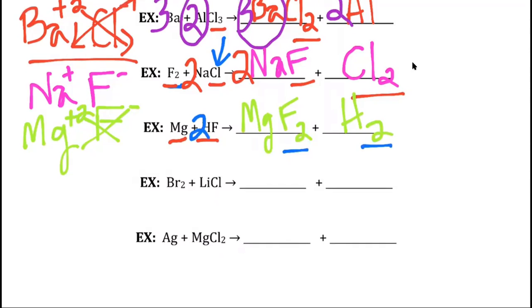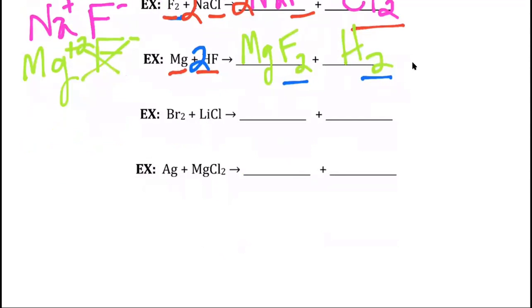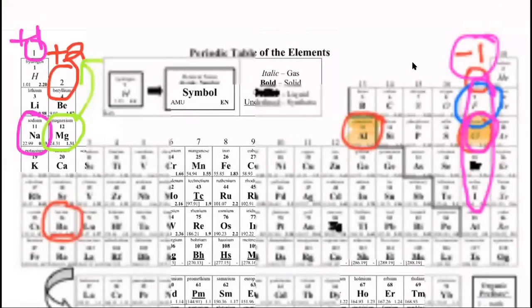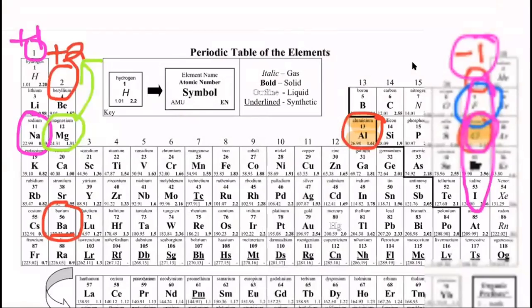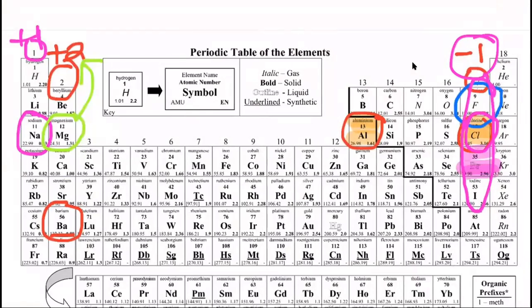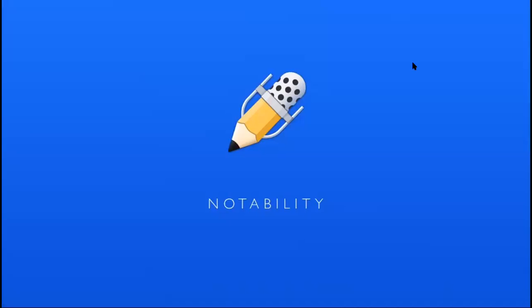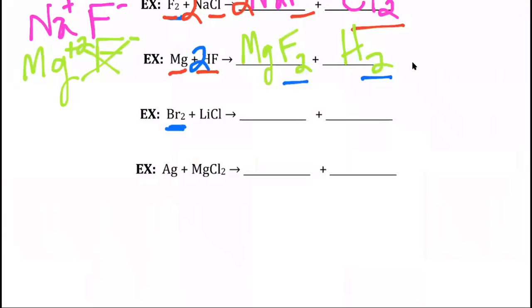All right, next one. All right, so the single element is here. Is this a metal or a non-metal? Br. Let's see, we'll go look at the periodic table. All right, Br is right here. It's in group 17. That would make it a non-metal. Okay. That means it's going to try to replace the non-metal that's in the compound. And in the compound, the non-metal is the second one, so that's going to be Cl.